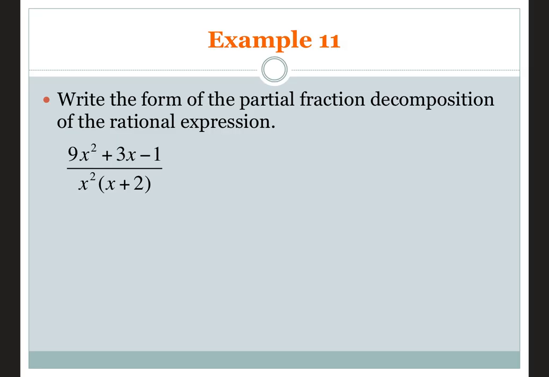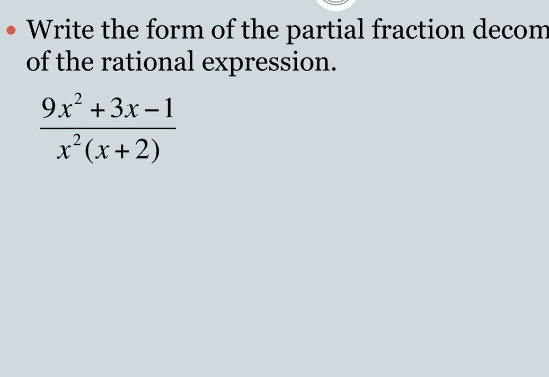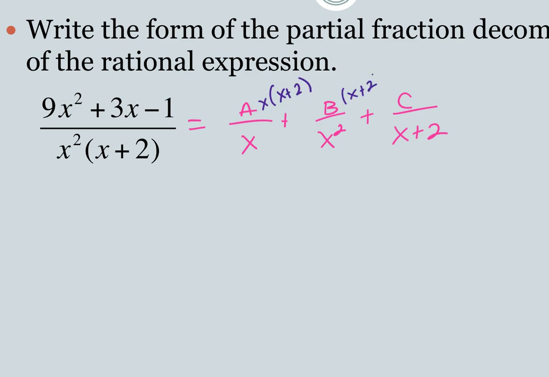So our repeated factor again this time is x squared, right? So I'm going to rewrite this as a over x plus b over x squared plus c over x plus 2. And then what's the first fraction missing? What's the a missing? The x and the x plus 2. Good. What's the b missing? The x plus 2. What's the c missing? The x squared.